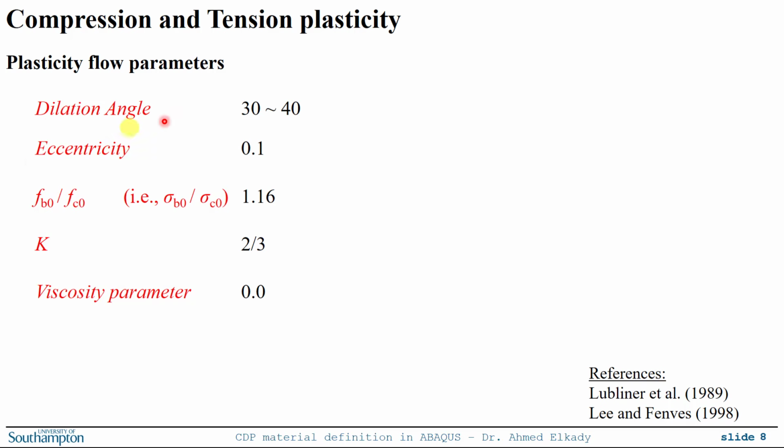So you have the dilation angle, the eccentricity parameters, this ratio between the biaxial stress and the yield compressive stress, or onset pretty much of compressive plastic deformations in compression, and you have this K factor and you have these viscosity parameters. All these values that I'm showing here are the values that you will see in literature typically used when you are defining the material model for concrete, and researchers don't tend to change those much. You can do a sensitivity analysis in order to get a sense of how these parameters will affect your model.